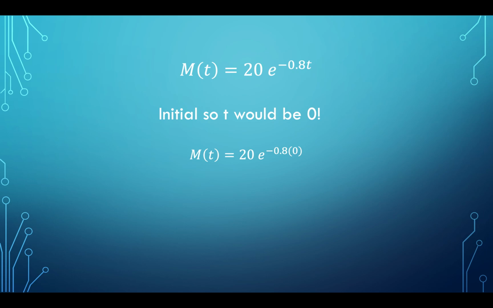So the first thing we're going to do is simplify the exponent. We're going to multiply negative 0.8 times 0, and when we do that, we get 0. So now we're left with 20 times e to the 0.